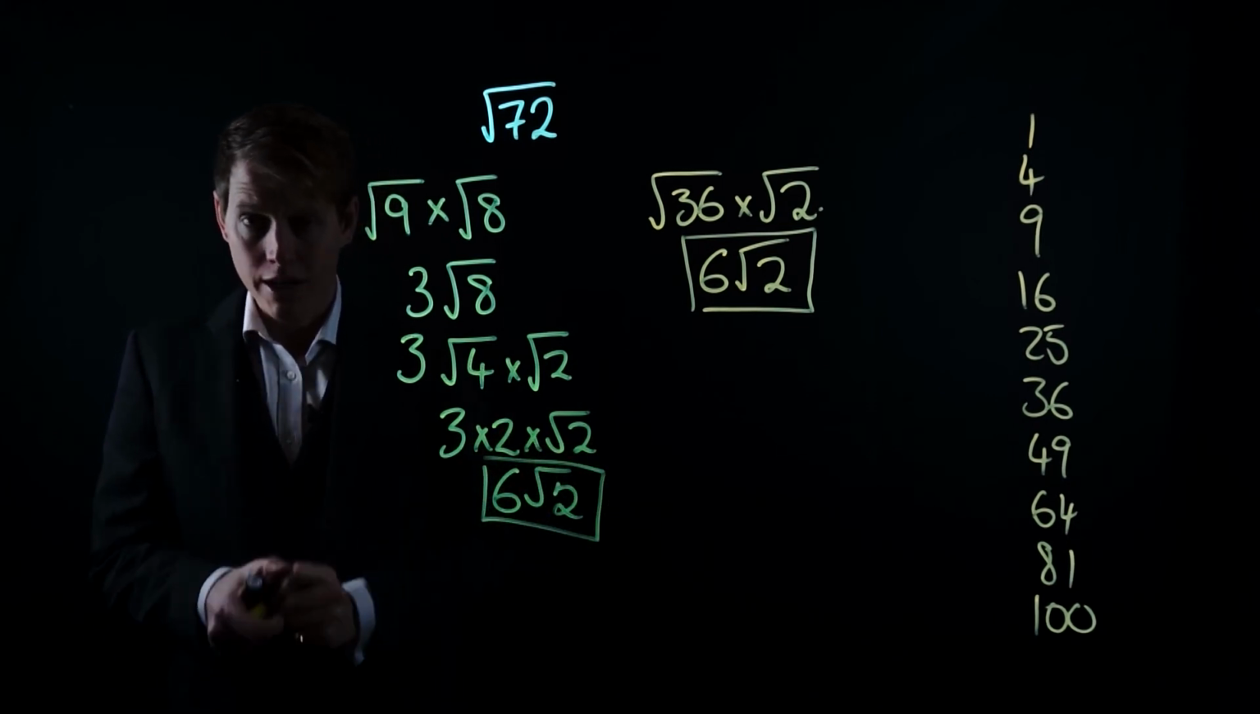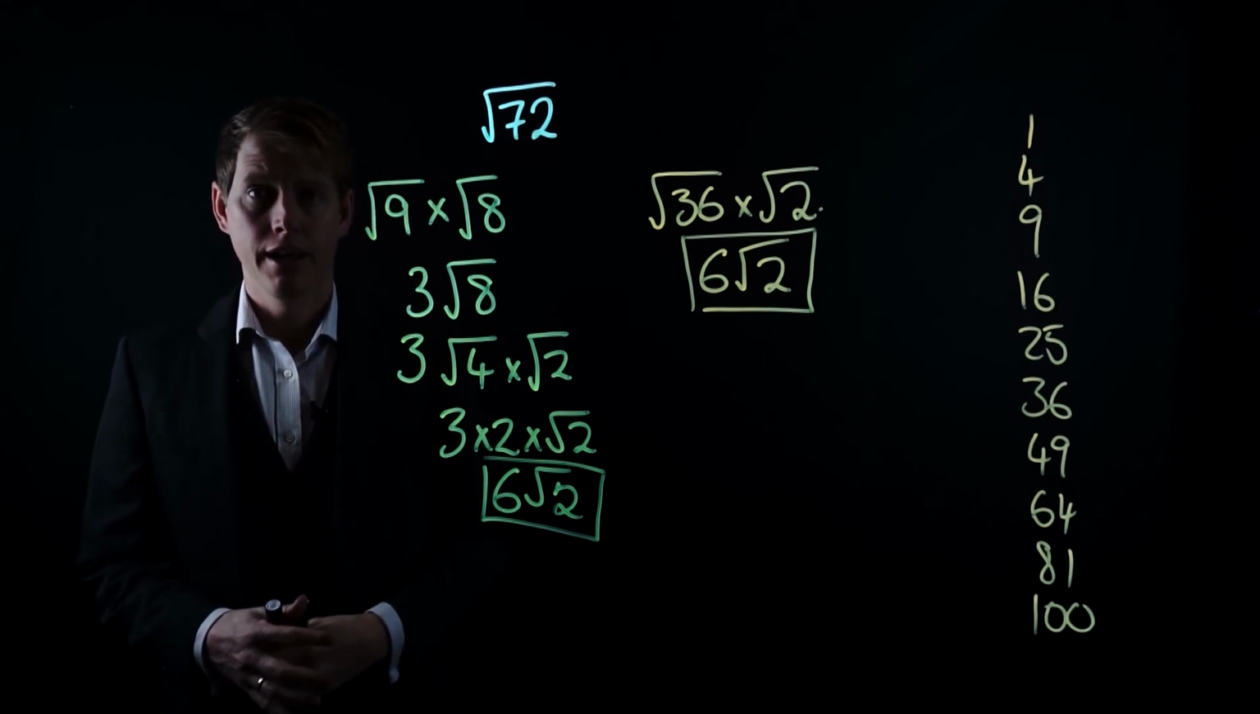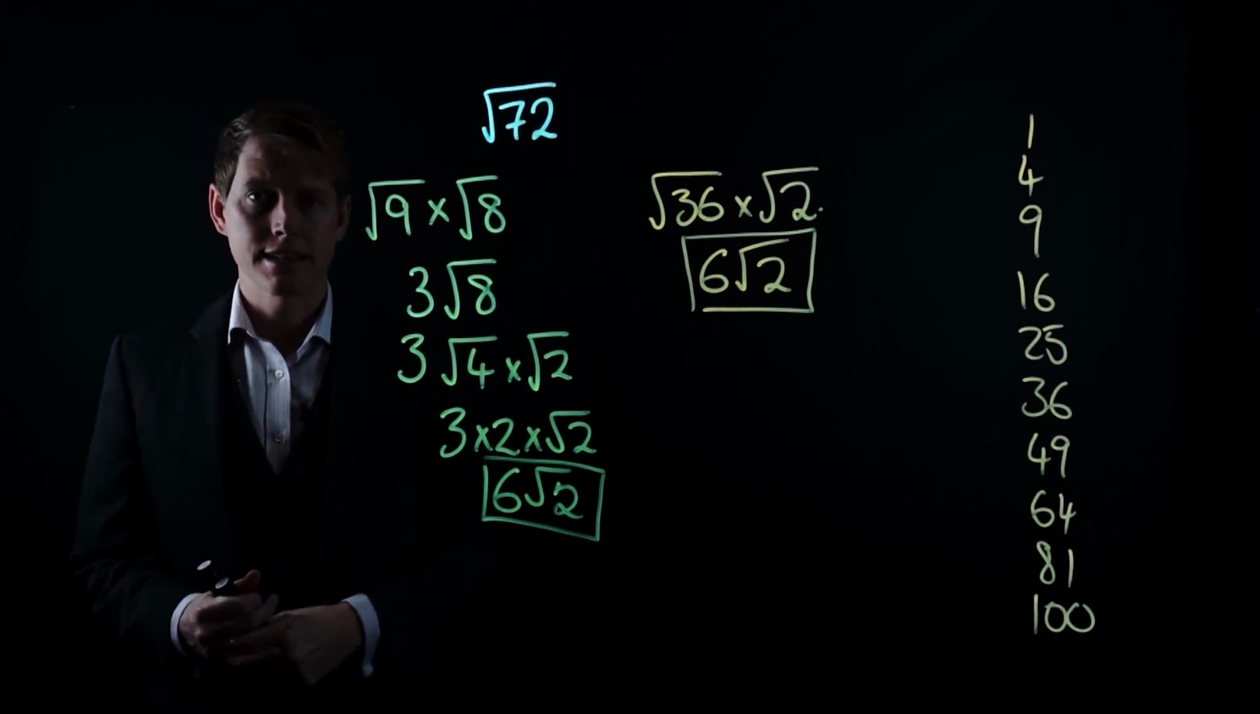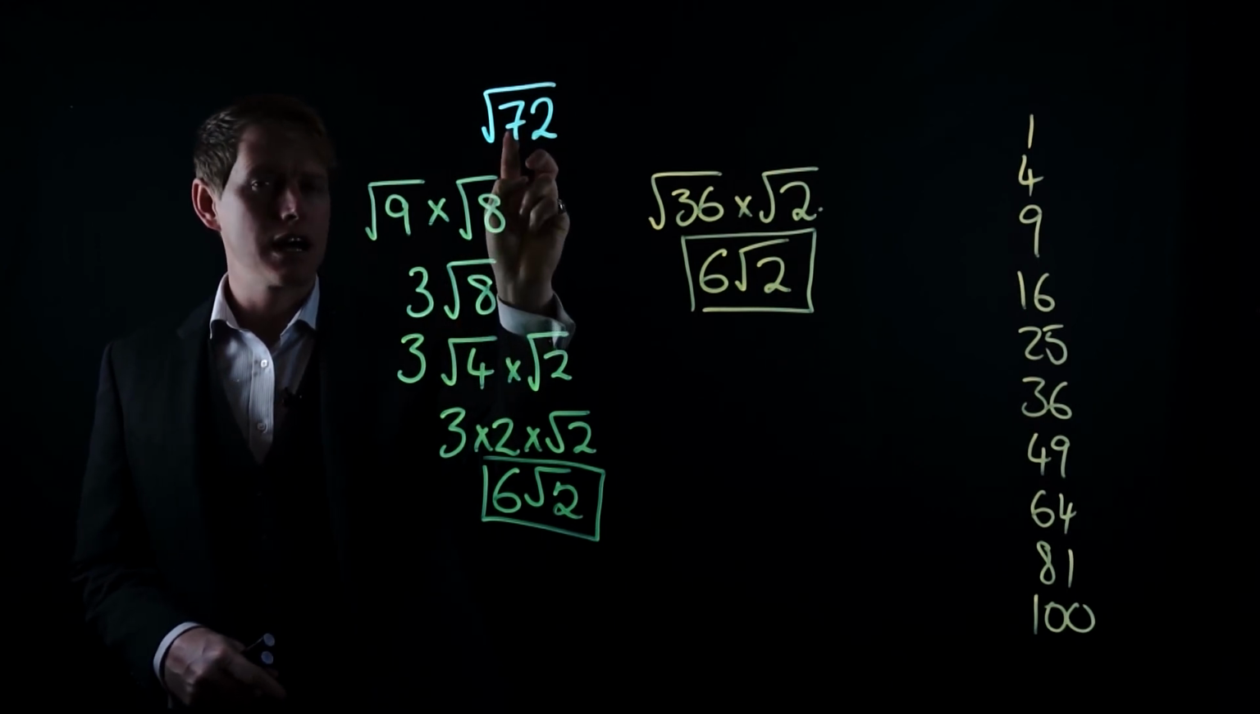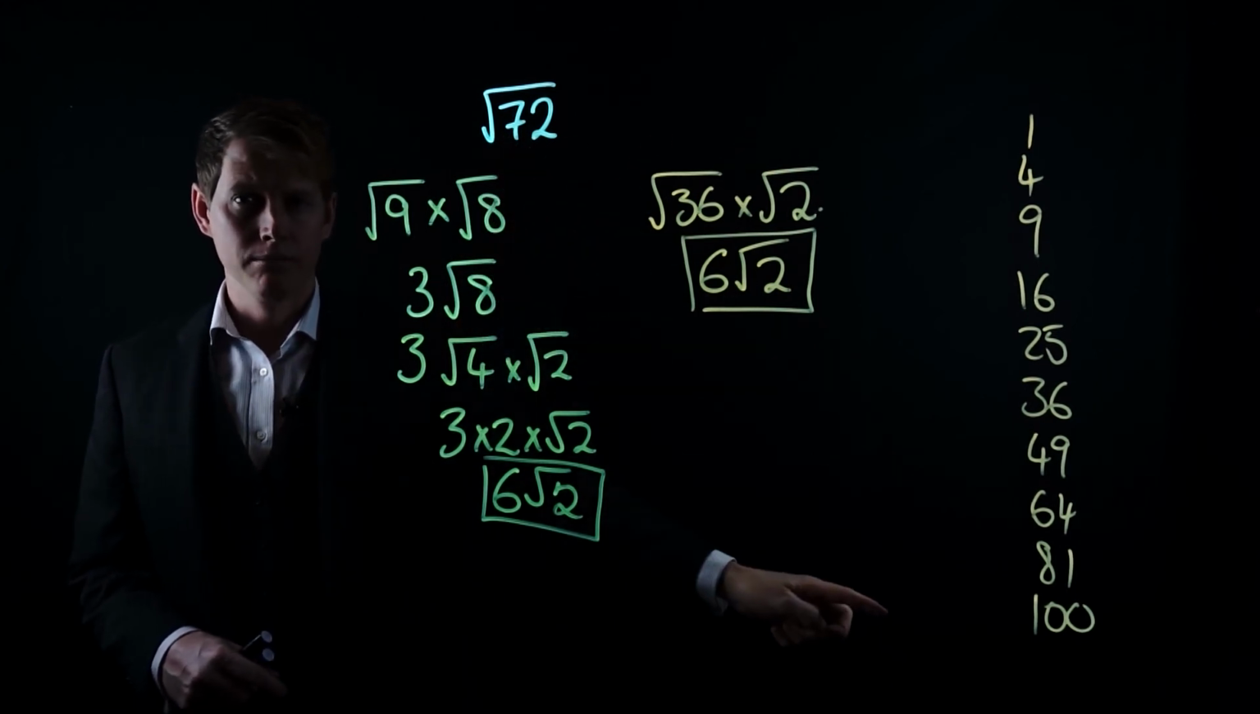So, when you are asked to simplify a number that is inside a square root sign, ask yourself, can you write that number as a number multiplied by a square number?